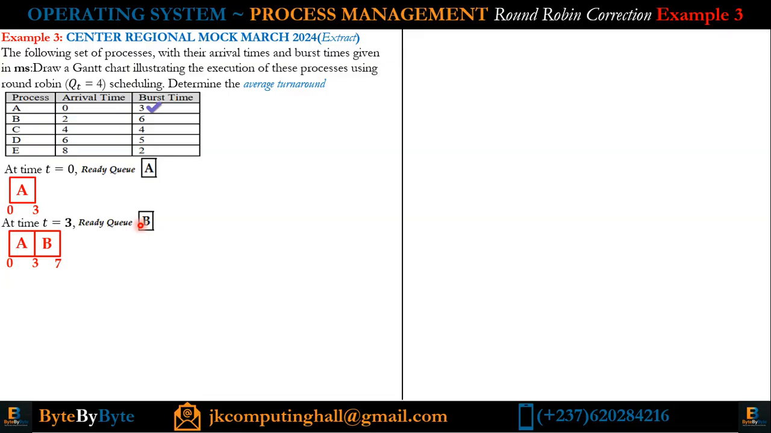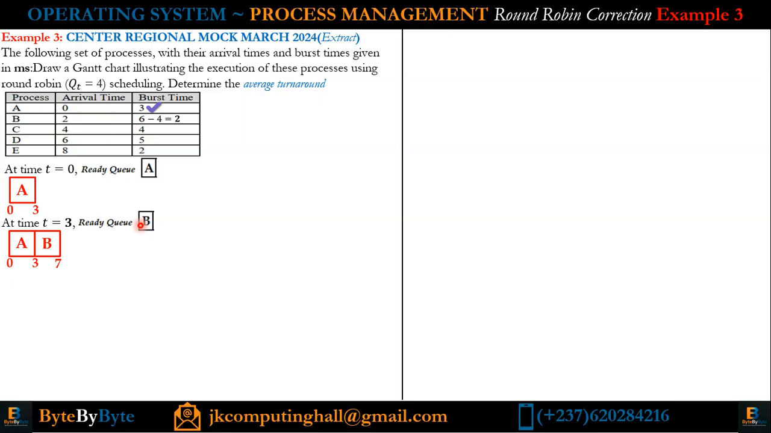So this is what I'm going to have. You realize that B has a burst time of 6. And if the burst time you have is above your quantum time, it means that you only execute for your quantum time. That's why B executes for 4 units, that is from 3 to 7, meaning that he is now left with 2 units. And B completed its turn at 7.